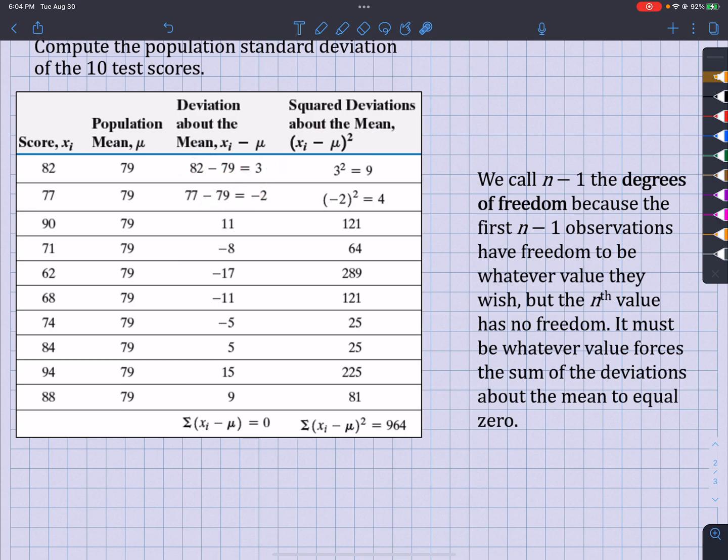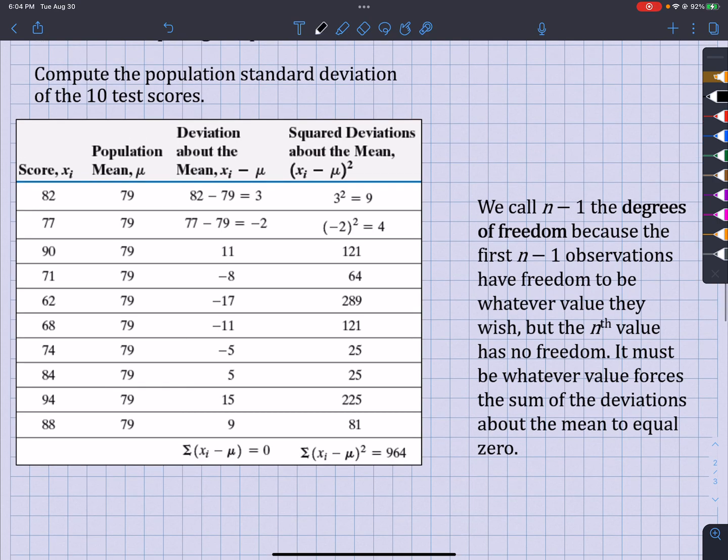So I'm going to take the 3 squared, negative 2 squared, 11 squared, negative 8 squared, negative 17 squared, and so on, and add them up together. And here is the sum of that column. Again, I have 10 scores, right?